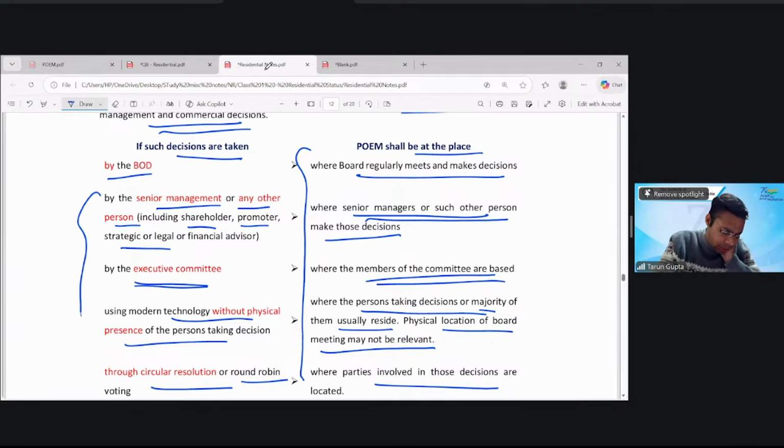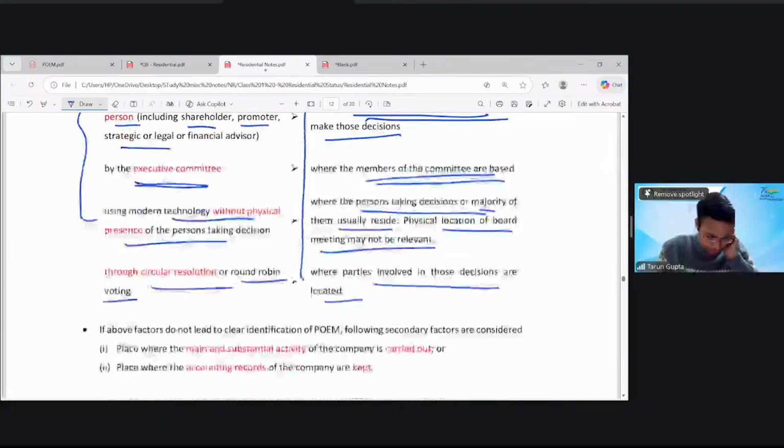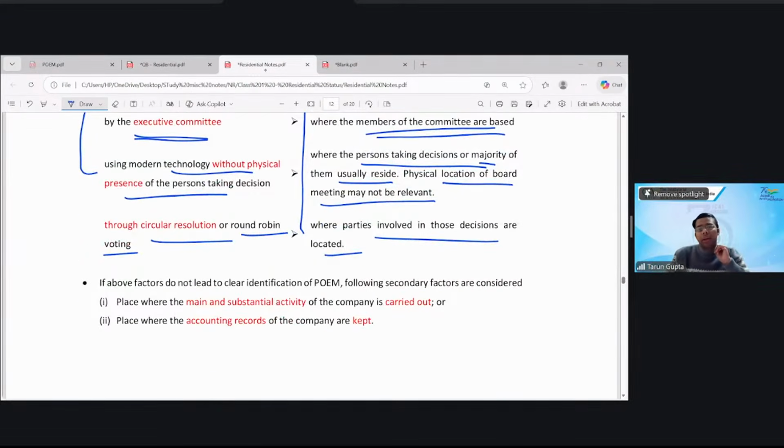If such person is some other person, then the place shall be where such person is taking the decisions. Okay. See, it's a very practical concept. There may be a situation that is not clear where the POEM is. In such case, the law says, if above factors do not lead to a clear identification of POEM, following secondary factors are considered. You can consider following factors as well.